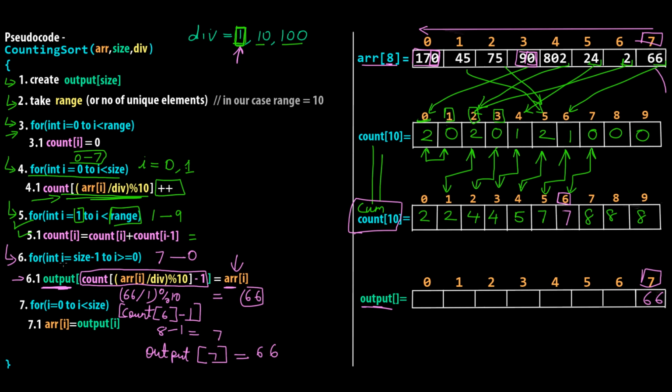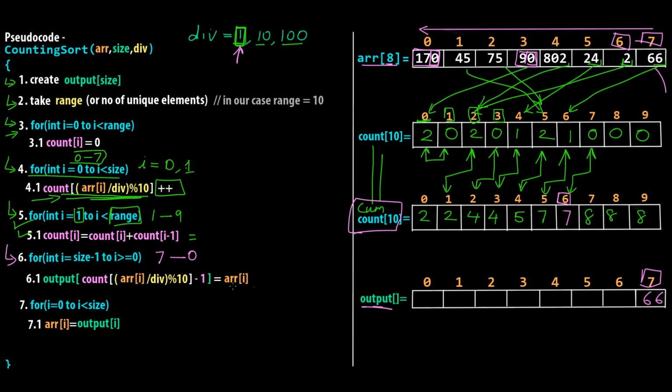Now again, I will get decremented. I will become 6, because we are going from 7 to 0 in reverse order. So let's evaluate this one more time for better understanding. I is now 6. ARR of 6 is 2. So the RHS is pretty easy. Let's evaluate the LHS. ARR of I, again 2, divided by div. Div is 1 for the first time, then mod 10. 2 mod 10 is obviously going to give us 2 only. So we get count of 2.